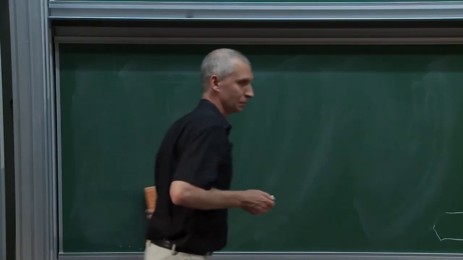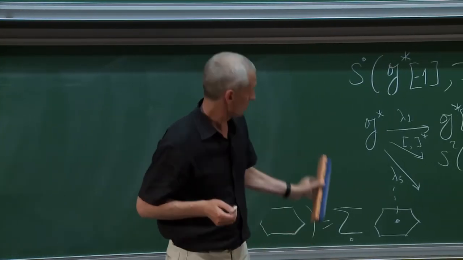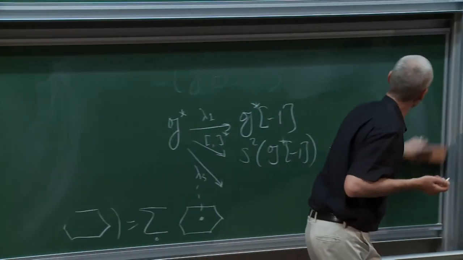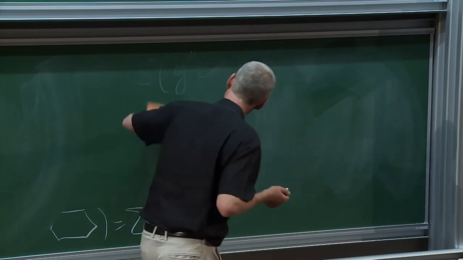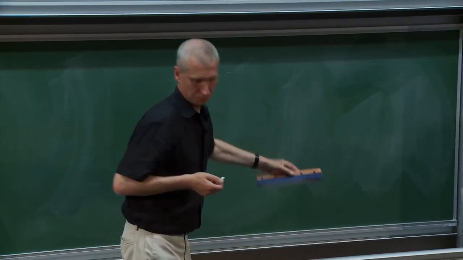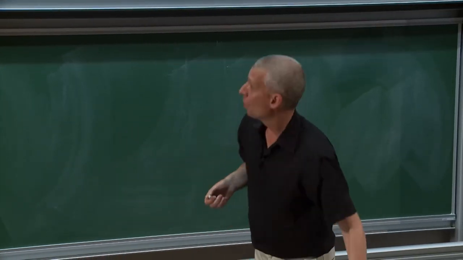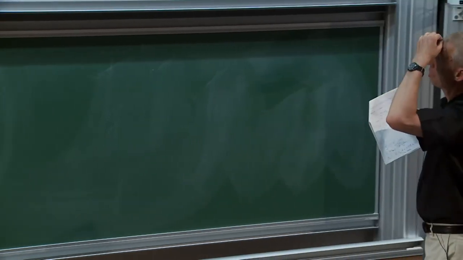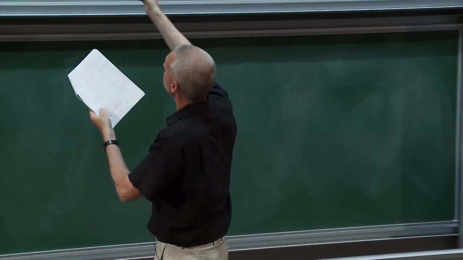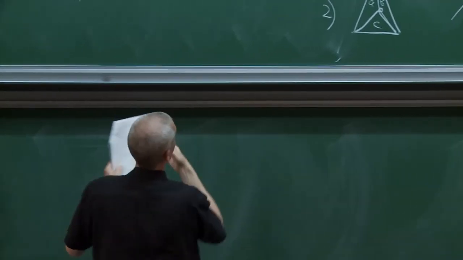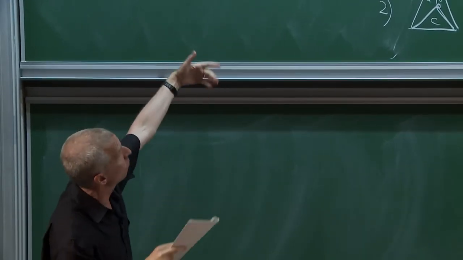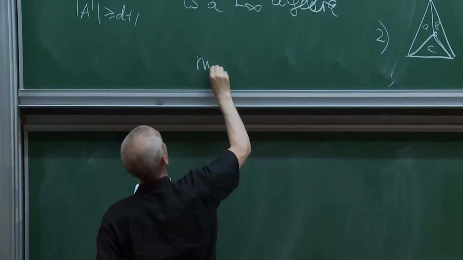Or a linearization, yes, maybe. So let me just say that this Lie infinity algebra is nilpotent, because clearly there is a limit on how far we can go. It's a nilpotent Lie infinity algebra.